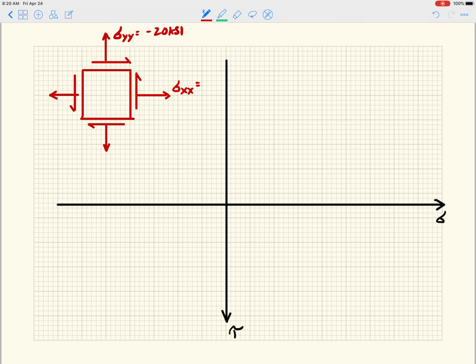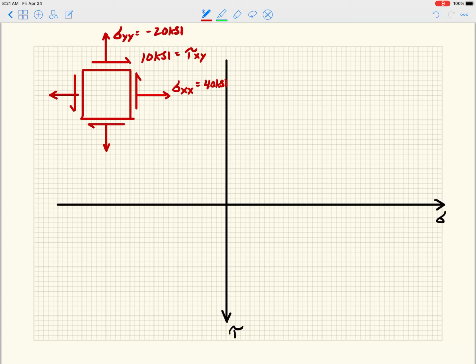And sigma xx, let's say this equals 40 ksi, like that, right? And tau xy, let's see, 20 squared is that, so I'm trying to think of a round number off the top of my head, but I can't. So let's just deal with this as 10 ksi. Right, and that is tau xy, right? So that's our current state of stress, right?